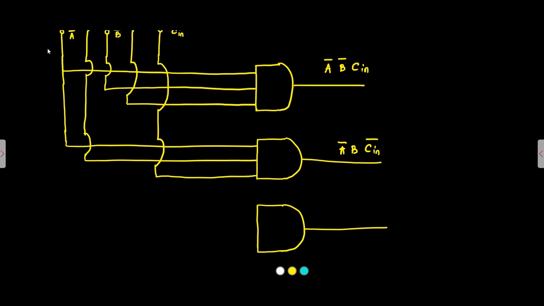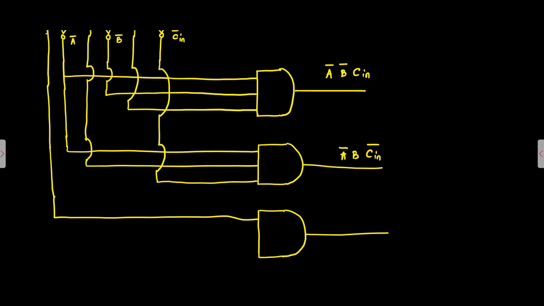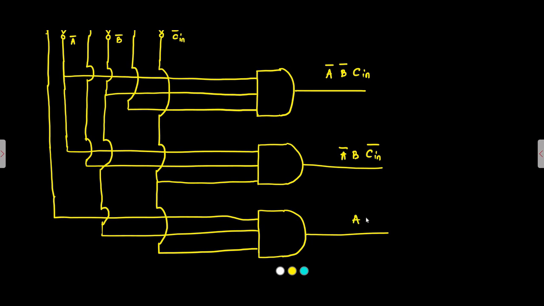This one, let's say it is A, B bar, C in bar. So this is A here, A, then this is B bar. If you are able to see, this is B bar. We'll take from here. Then this is C in bar, this line. So we have A, B bar, C in bar.